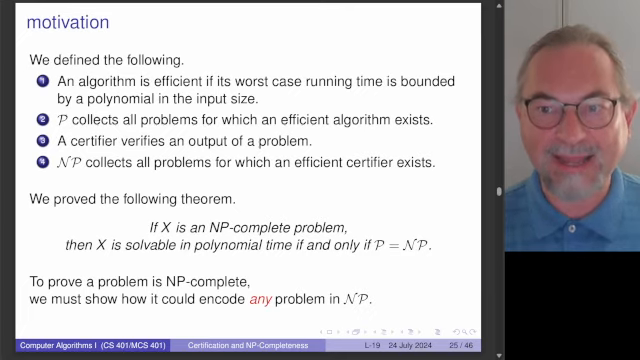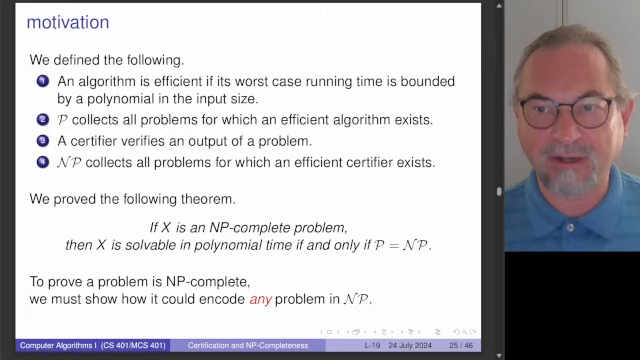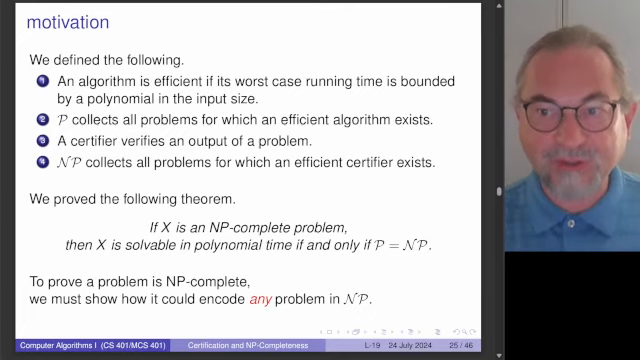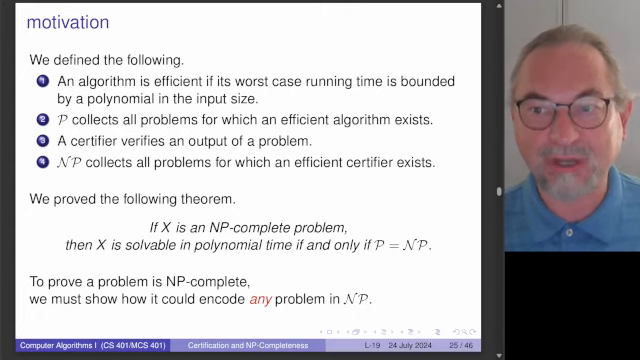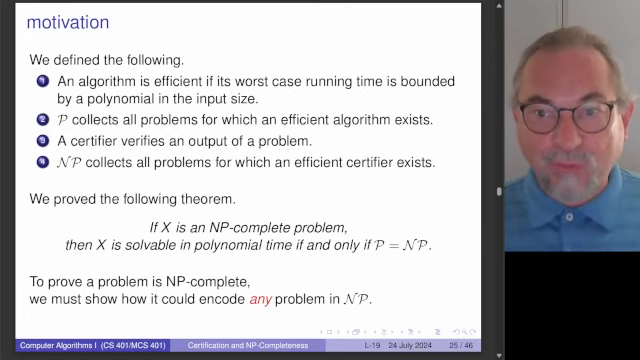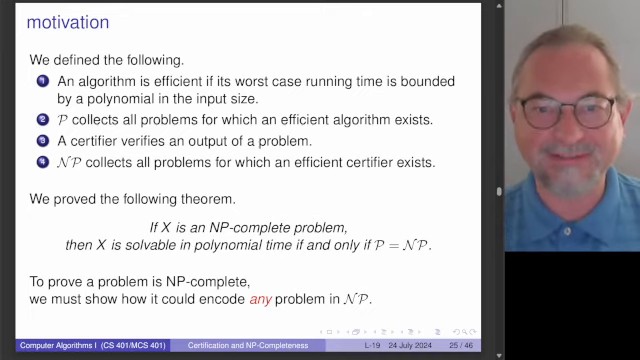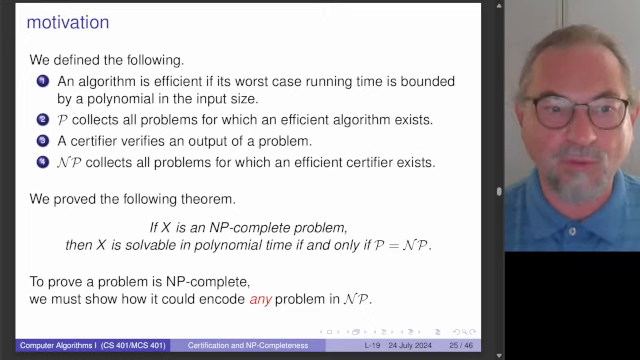Now, if we have an NP complete problem, so these are problems in the class NP, if such an NP complete problem would be solvable in polynomial time, then it would mean that both sets P and NP would be the same. That's still an open problem. Most people, including me and many important people, believe that this is not the same. But still, we don't know.